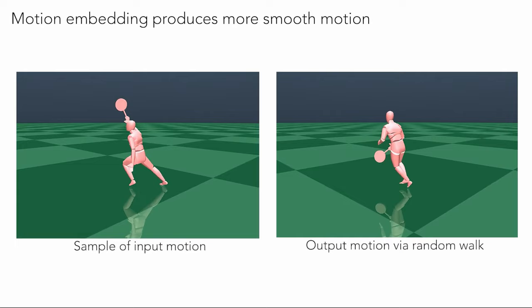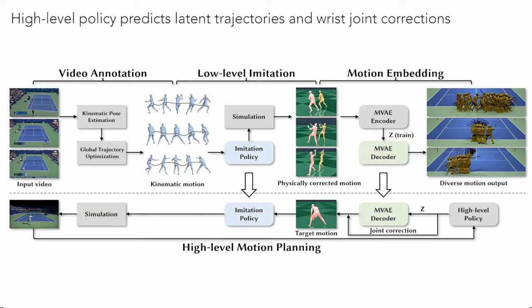To address the inaccuracies in the wrist joint for precise control of the racket, we propose a hybrid control structure where the full body motion is controlled by the reference trajectories from the motion embedding, while the wrist motion is directly controlled by the high-level policy.